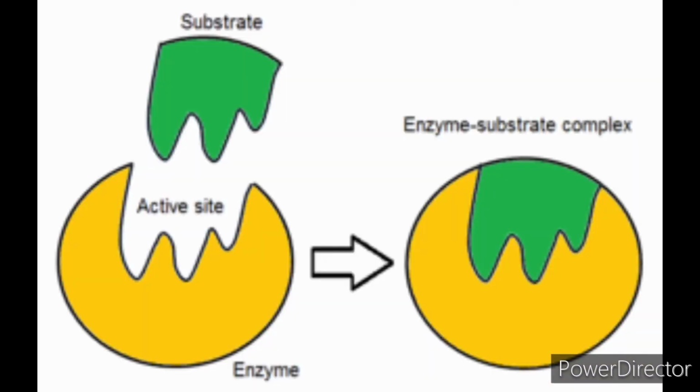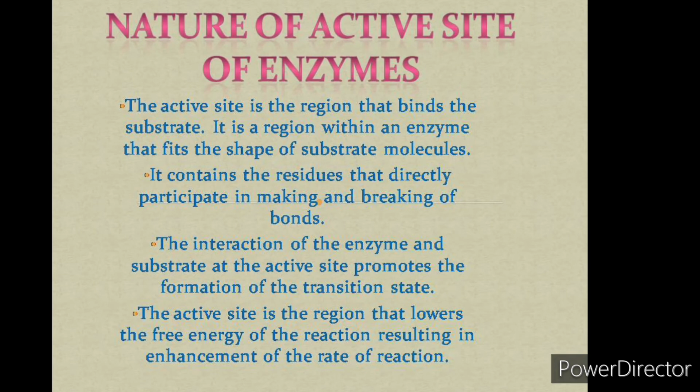You can see in this picture how the substrate attaches to the enzyme on the active site and forms the enzyme substrate complex to perform its function. Nature of the active site of enzymes. The active site is the region that binds the substrate. It is a region within an enzyme that fits the shape of substrate molecules.